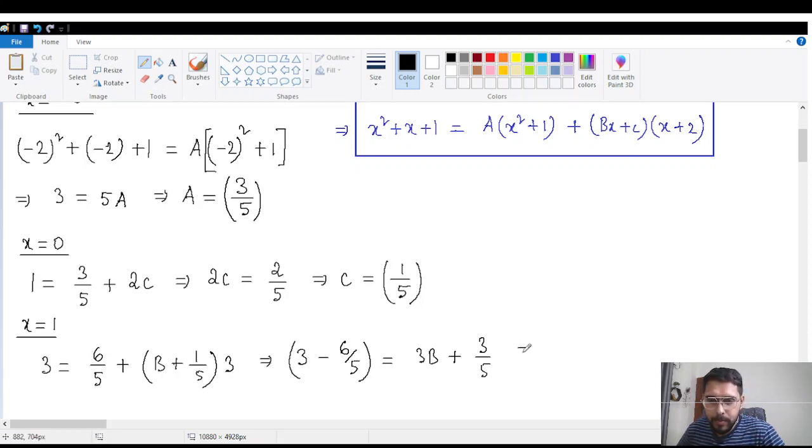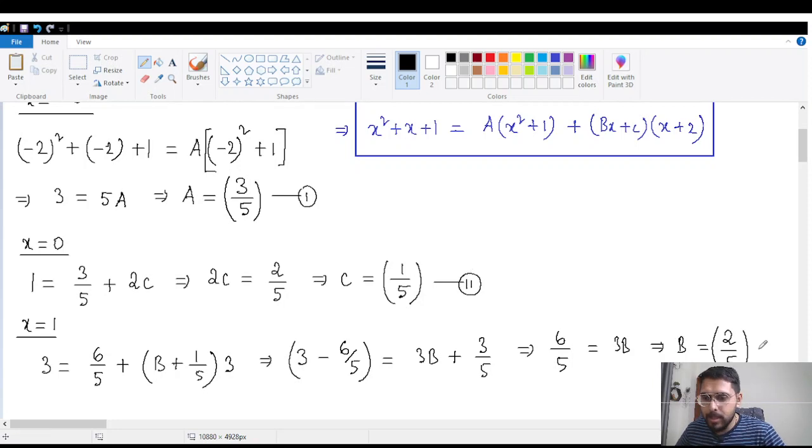So from here, this is 15 minus 6, so 9 over 5, and minus 3 over 5, so again 6 over 5, and that is equal to 3b. So b is equal to 6 over 5 over 3, which is 2 over 5. So we have got at the end a is equal to 3 over 5, b is equal to 2 over 5, and c is equal to 1 over 5. Three constants are hence found.